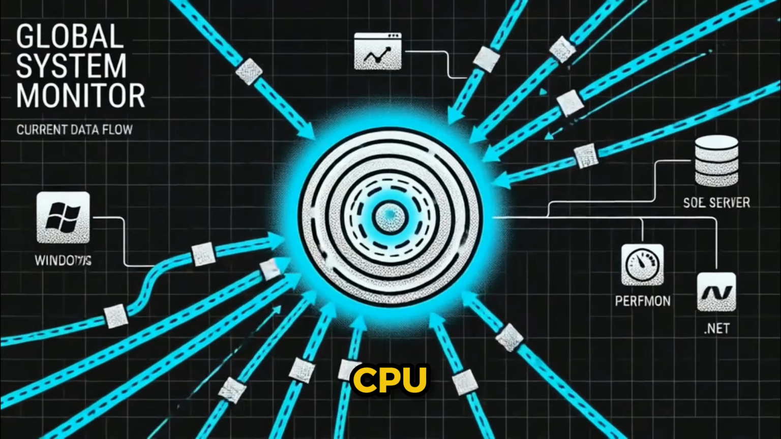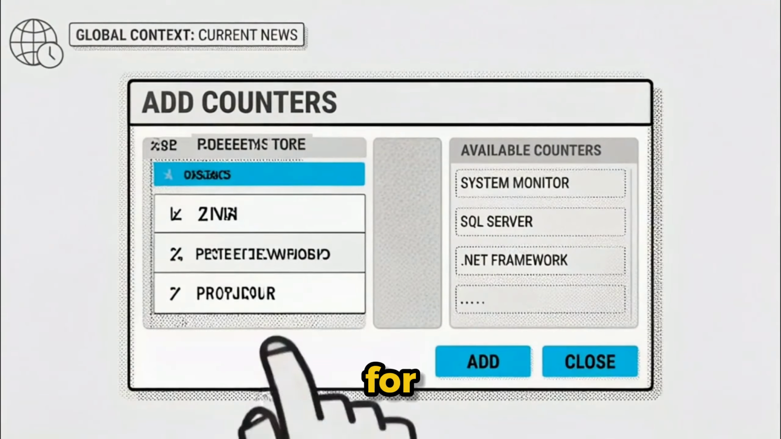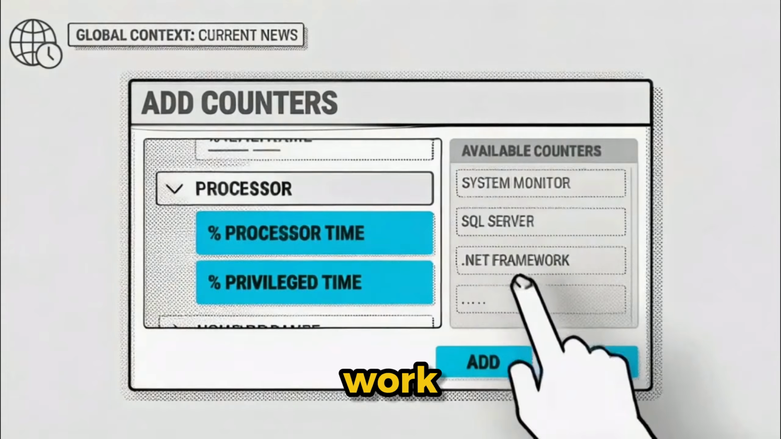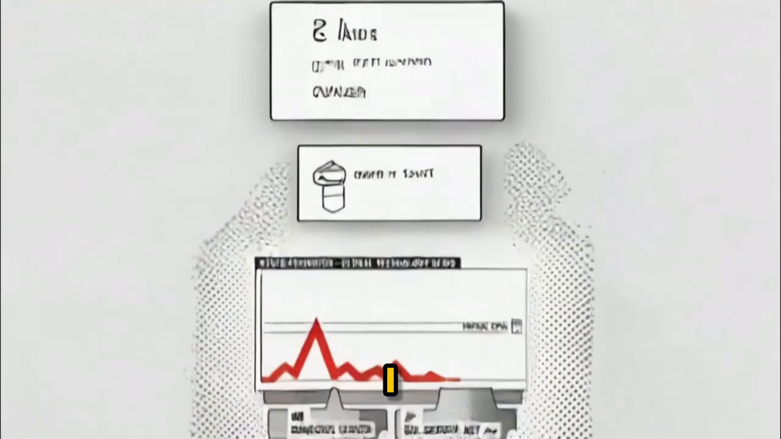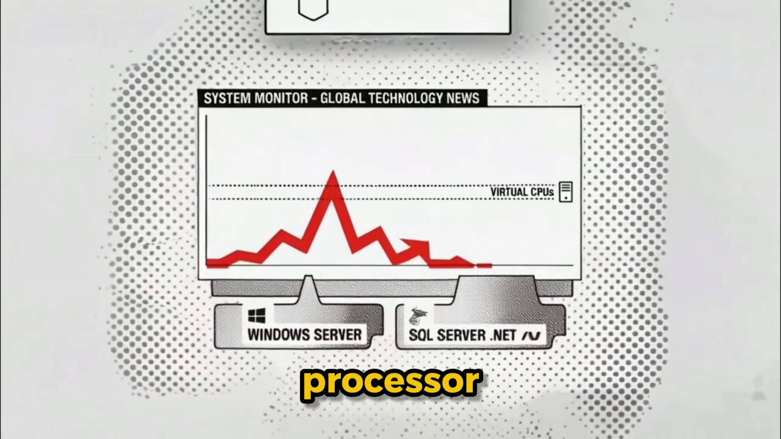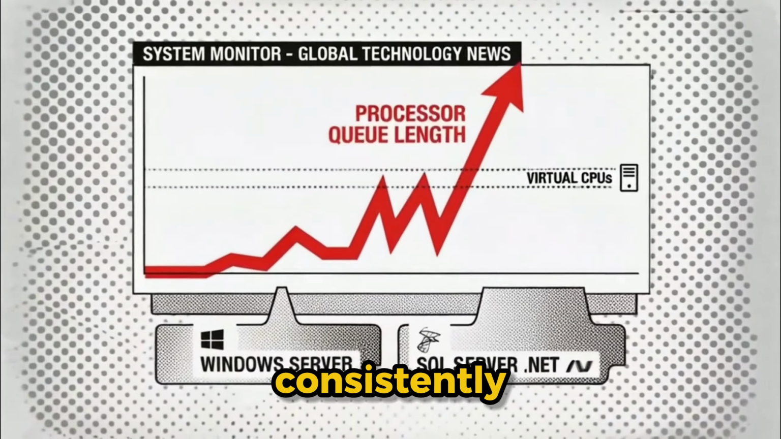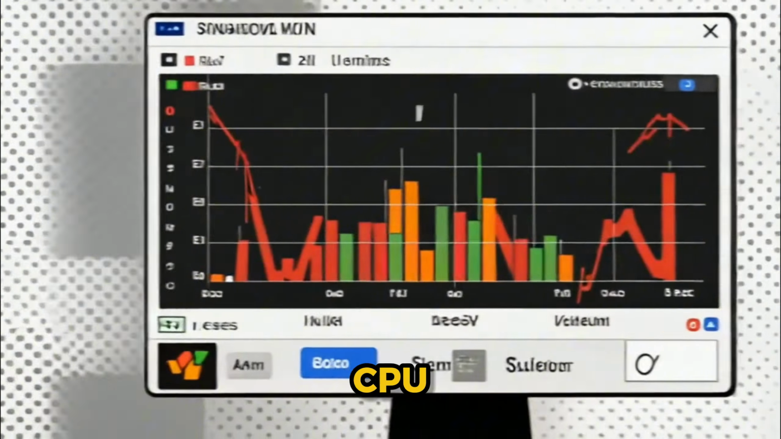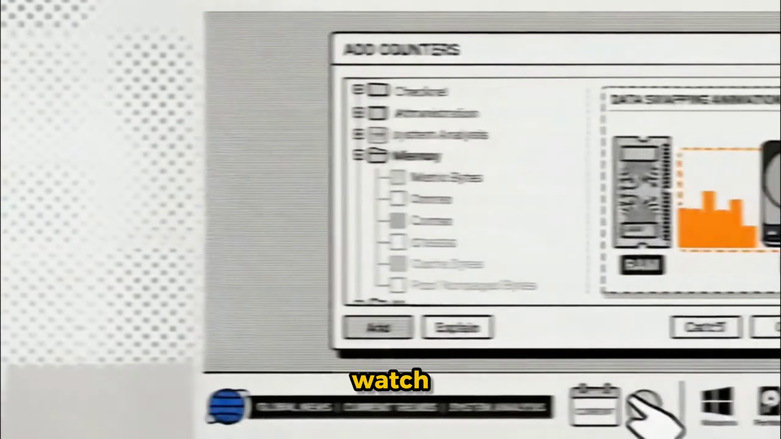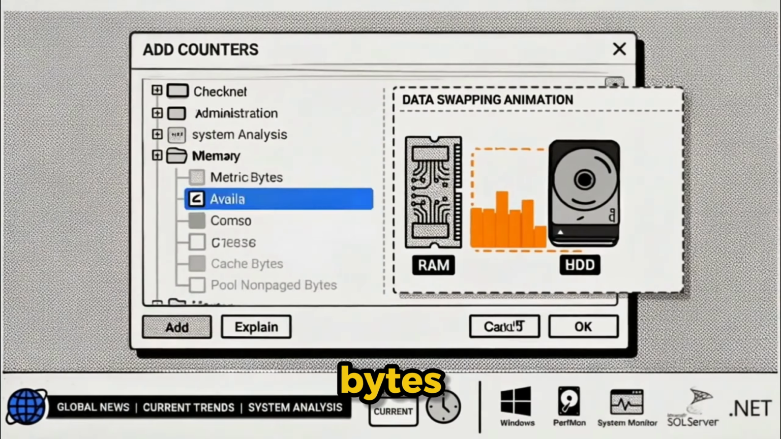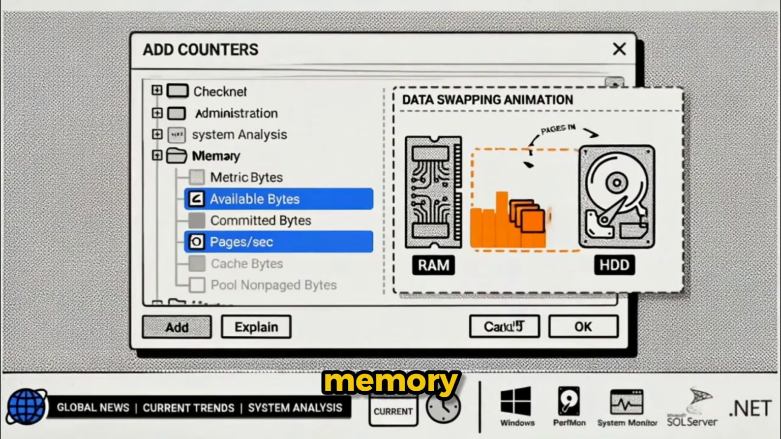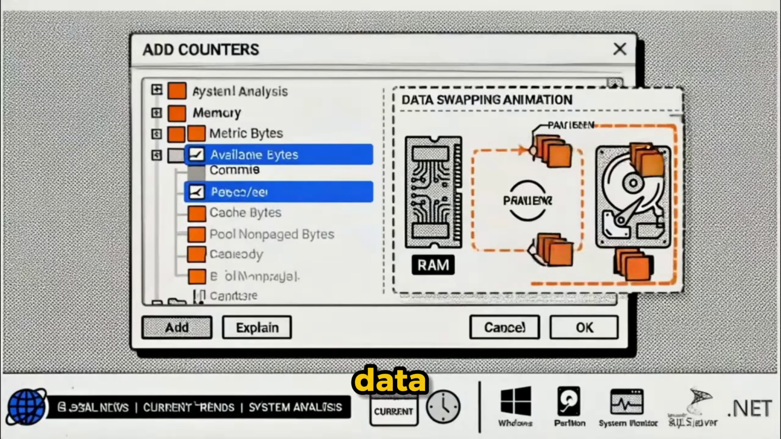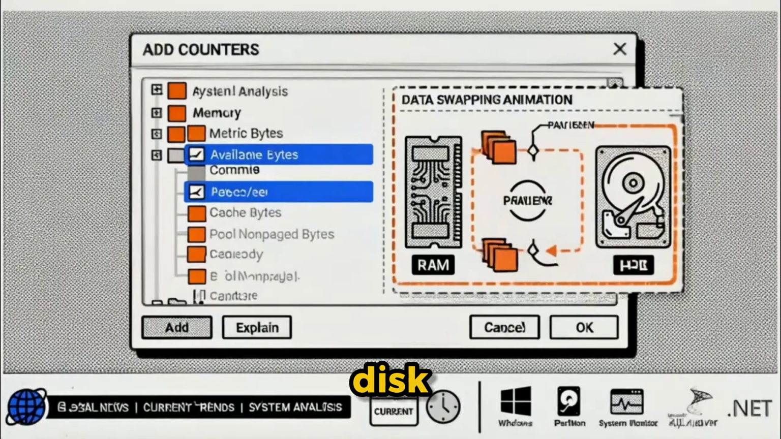For CPU, monitor percent processor time for overall usage and percent privilege time to understand kernel mode work, which indicates driver or I/O pressure. Processor queue length is also vital, and consistently high values above the number of virtual CPUs signal CPU saturation. For memory, watch memory, available bytes to detect shortages, and memory, pages per second, to identify excessive paging, meaning data is moving between RAM and disk too frequently.